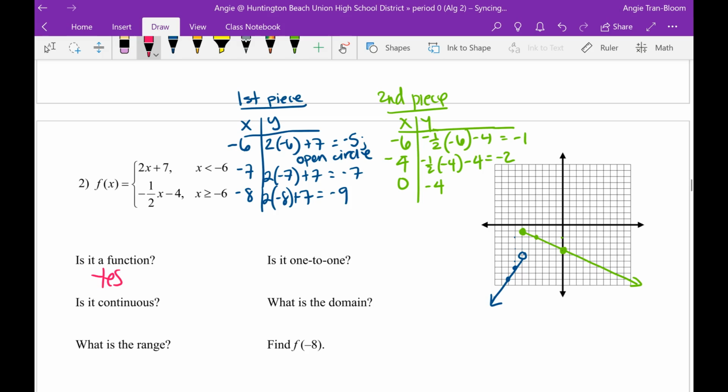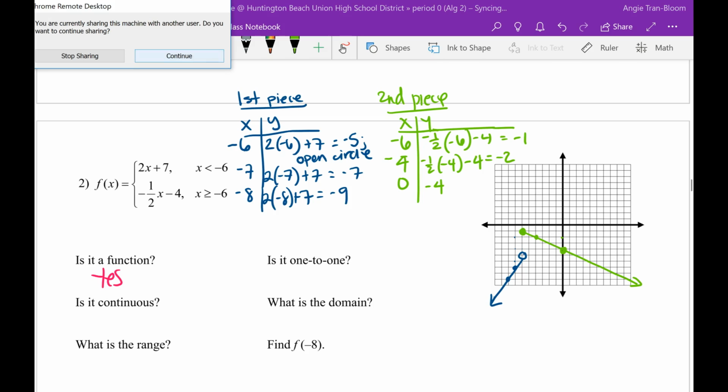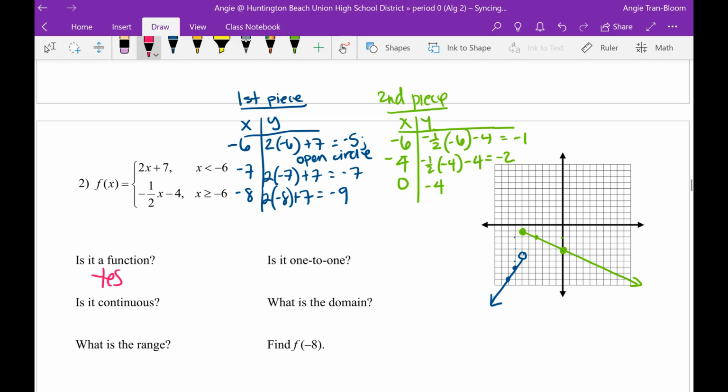Is this a 1-to-1? Joe, is this a 1-to-1? I don't know. Consult your team. Come back to me. How do you determine whether a piecewise or any function really is a 1-to-1? What kind of test? So Joe, what kind of test would you have to do to pass? This would be a 1-to-1 function. Oh, horizontal. Horizontal line test.